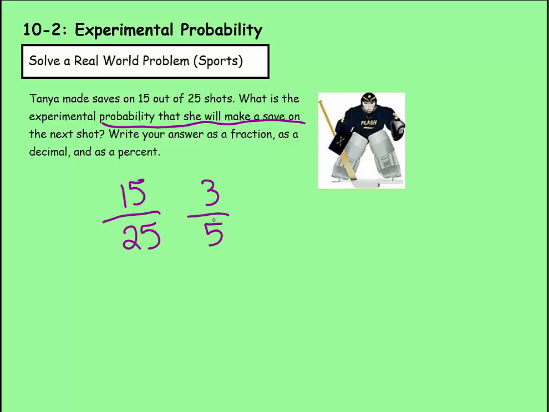If I do 3 divided by 5 on my calculator, that comes out to 0.6. Then if I'm going to turn that into a percent, 0.6, and move that decimal over, then that would be a 60% chance she would make that save as well. So these are my 3 answers to show the experimental probability of making a save on her next shot.